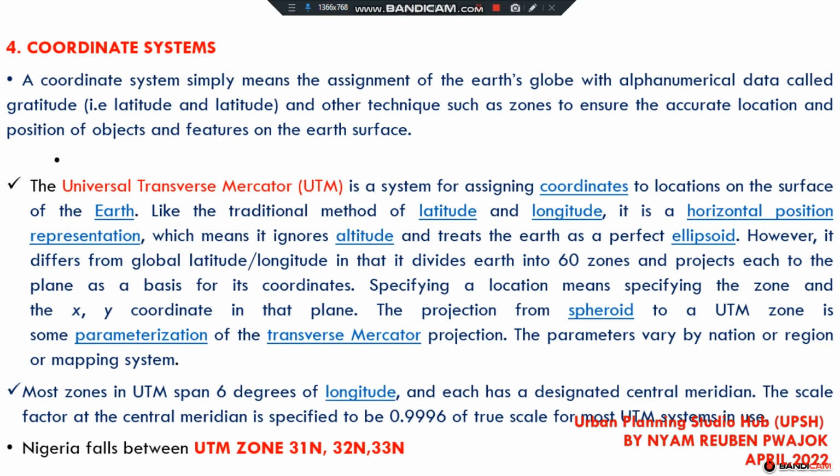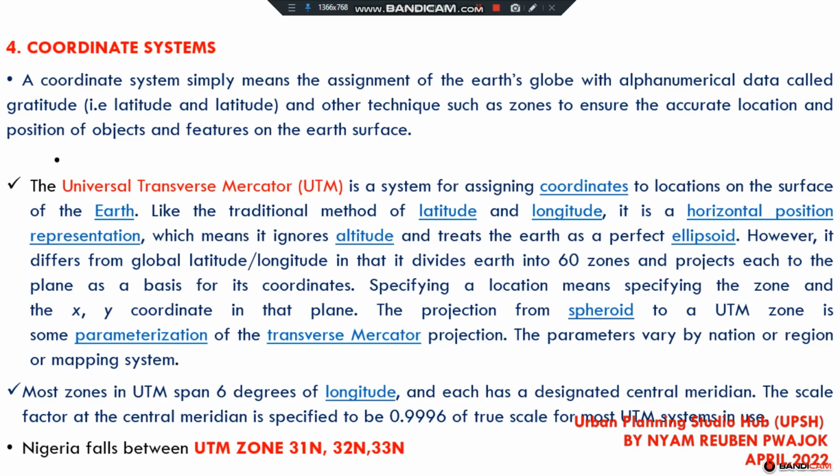Okay, please let's try understanding. I'll be using technical terms. I've explained what raster is deeply. Now we call it the UTM. We have a lot of other types of coordinate systems, but for now I'm basically going to be talking about UTM, and the UTM simply stands for Universal Transverse Mercator. Now the UTM is a system for assigning coordinates to locations on the surface of the Earth. Like the traditional method of latitude and longitude, it is a horizontal position representation, which means it ignores altitude and treats the Earth as a perfect ellipsoid.